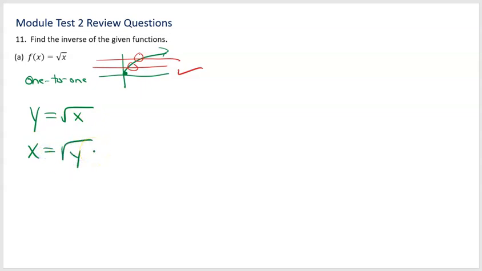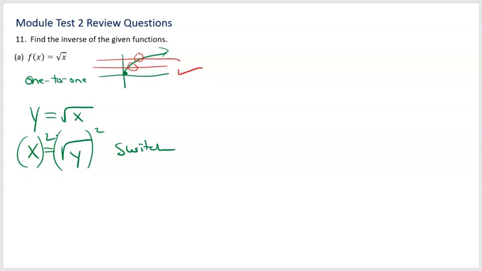So x equals the square root of y now. So again, this is the switch step. Then you solve for y. Now to solve for y, I've got to get rid of that square root that's over it. So I'm going to square this side. The colors didn't change. And I'm going to square this side.